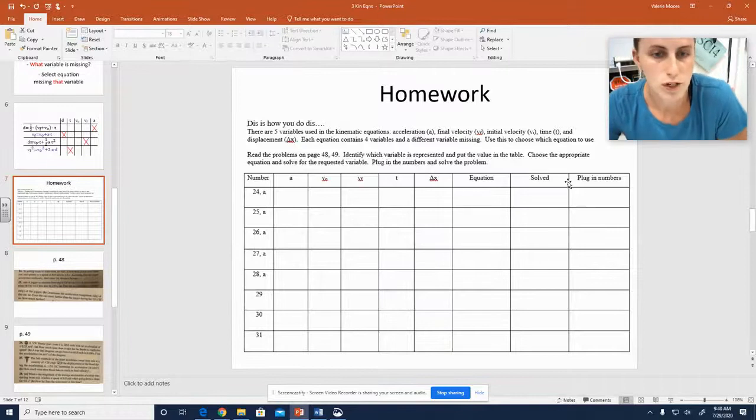All right, so for your homework, we've already done the first one together. So you're basically going to write in the numbers that you get when you information mine. So for example, for acceleration, you'd put an x right here because we did not have acceleration. For the initial velocity, you'd write 0 meters per second. For the final, you'd put 6 meters per second. For time, you'd put 1.5 seconds. And then for delta x, you just put a question mark.